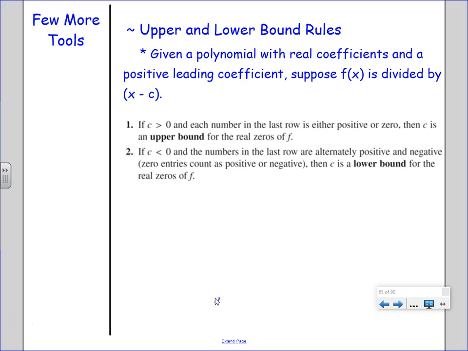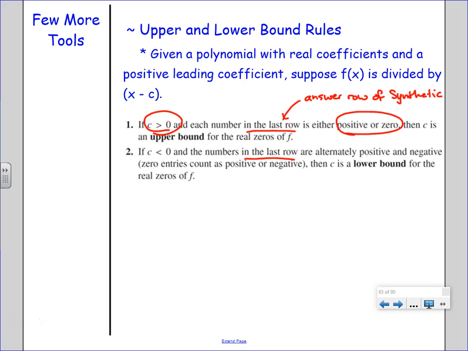This is talking about the last row, the answer row of synthetic. So these are clues that you can look for. You do synthetic and you're like, oh, hey, look. If c is greater than 0, if c is a positive number, and each number in the last row is either positive or 0, so you have a positive c and each number in the last row is positive or 0, then c is an upper bound.